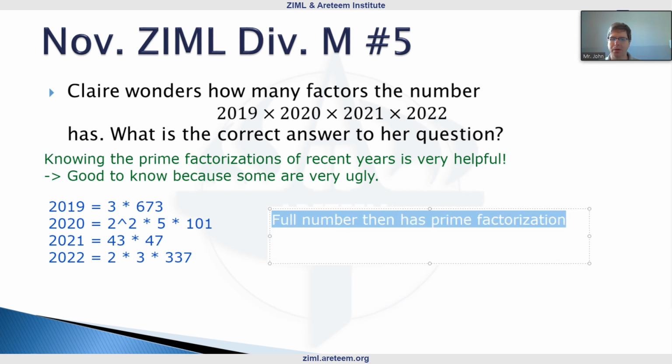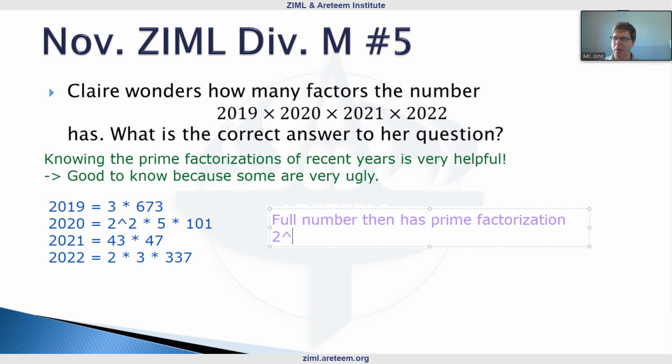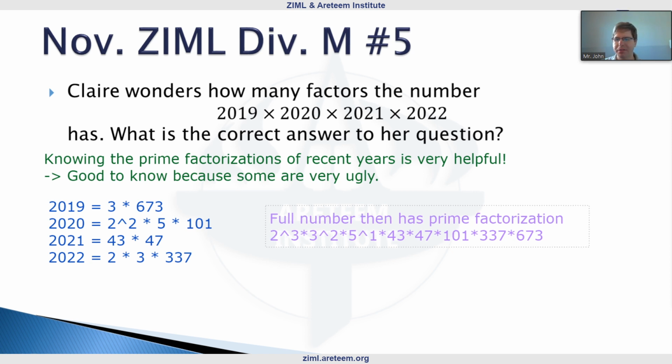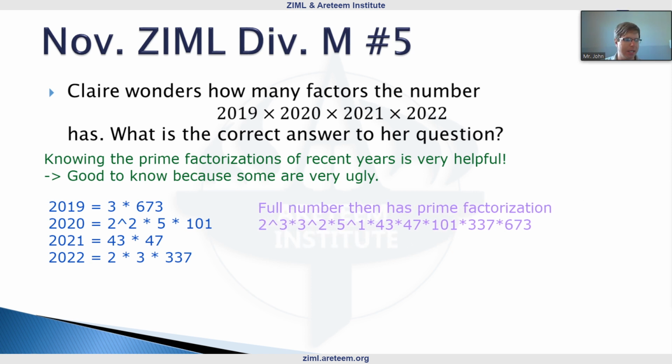So this full number, what is its prime factorization? Well, how many 2's do we have? We have 3 2's. How many 3's do we have? We have 2 3's. We have 1 5. Then we have a 43 and a 47 and a 101 and a 337 and a 673. Okay, so please let me know if I mess this up, and hopefully I did not mess it up there.